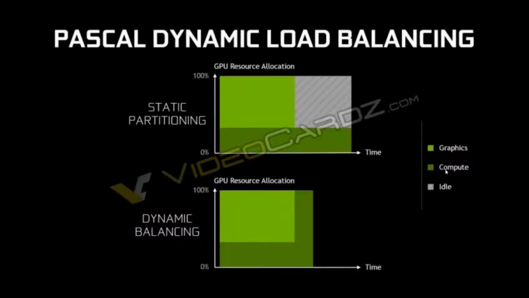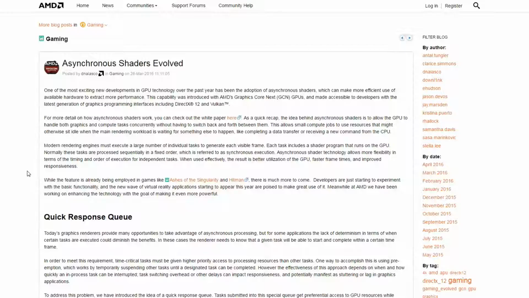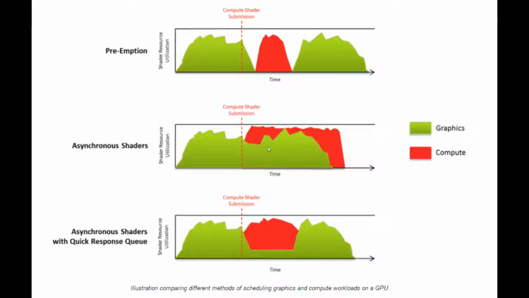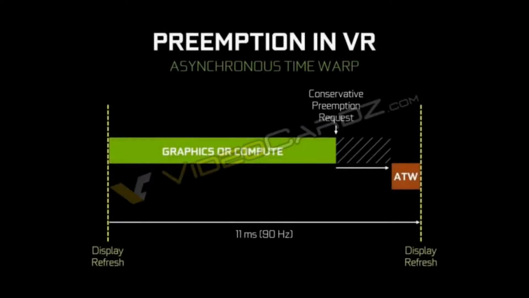Now down the right you can see graphics and compute. If you watch my asynchronous shaders video, you maybe remember a slide very similar to this. This was of course from the asynchronous shaders evolved article over at AMD, where we saw a similar type of load balancing in action, using asynchronous shaders with graphics and compute running concurrently and reducing render time and latency. Again, this is pretty handy for virtual reality, things like asynchronous time warp. I'm still not going to do my VR video yet.